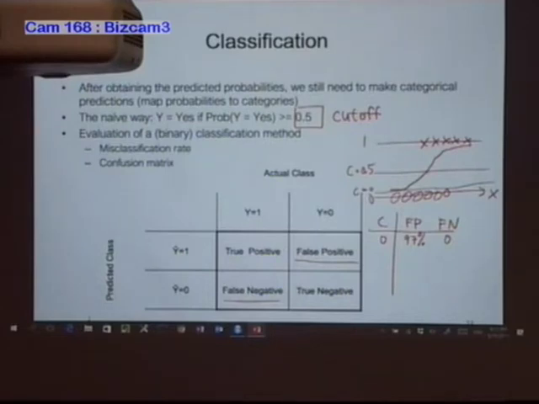Everybody on the left side, this is their probability, right? Their probability is below the cutoff. I'll label them as 0. Everybody on the right, I'll label them as 1. Okay?